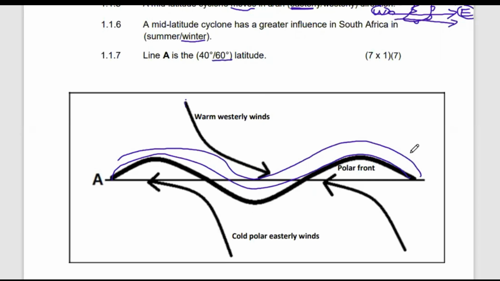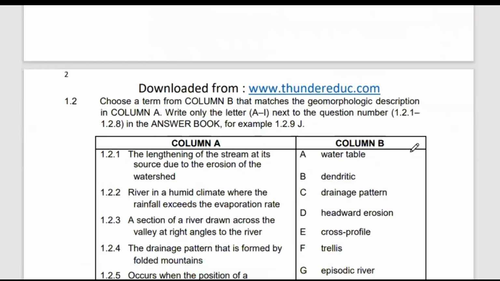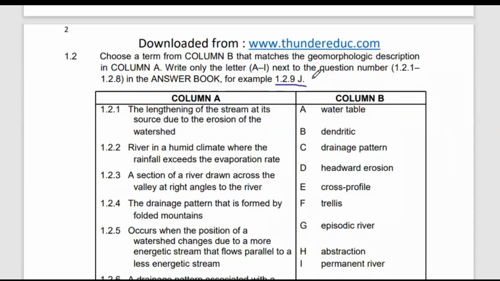All right, let's move on. Question 1.2. They say, choose a term from column B that matches the geomorphological description in column A. Write only the letter A to I next to the question number 1.2.1 to 1.2.8 in the answer book, for example, 1.2.9 J. This is an instruction which all of you must understand, that you use letters, not words. All right. Okay.